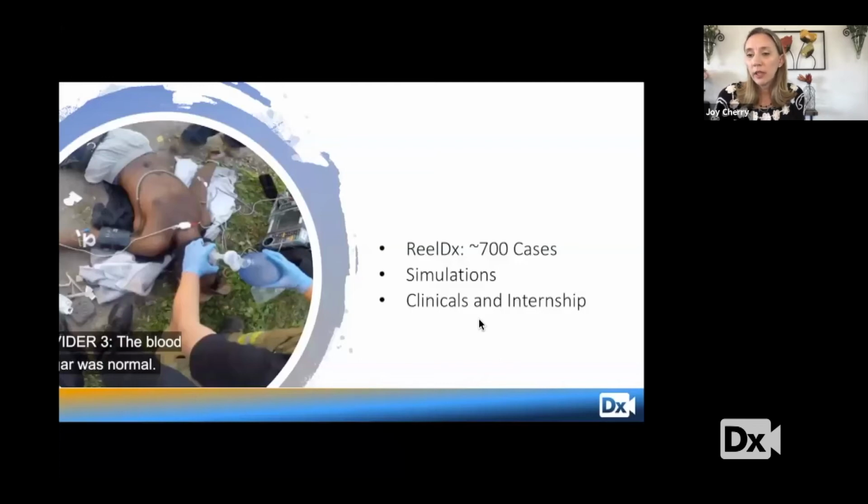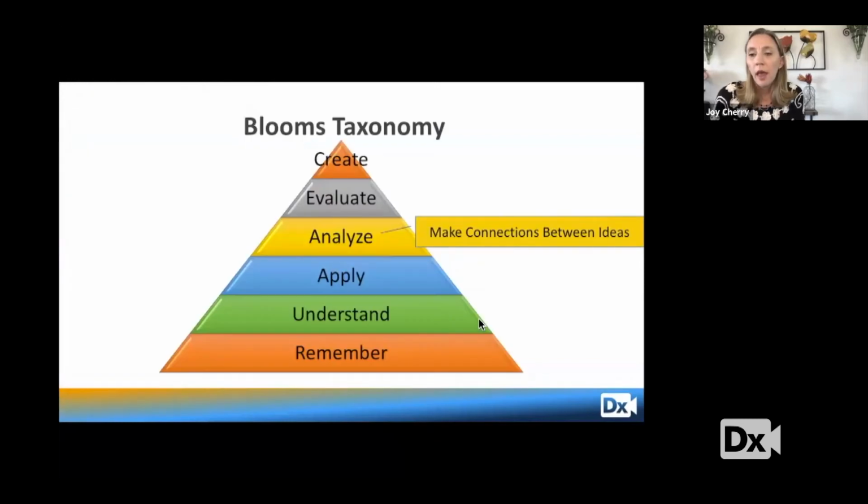RealDX provides you with approximately 700 cases from different sites such as clinics, rural medicine, EMS, and ER, so you have a variety to choose from. Then we want them to take that information and transfer that learning from one situation to the next. So we start giving them simulations in lab, and this all culminates in capstone and internship. While we're giving them the scenarios, we want them to make connections between ideas.